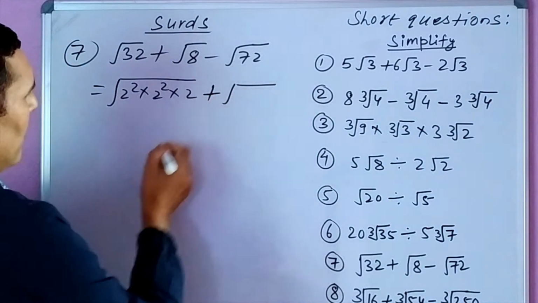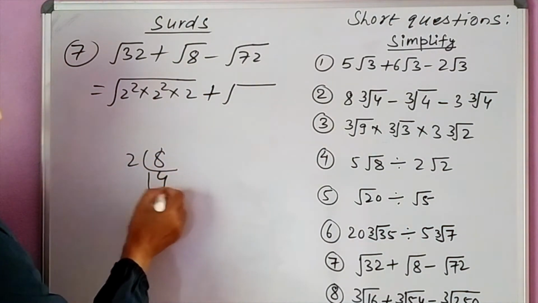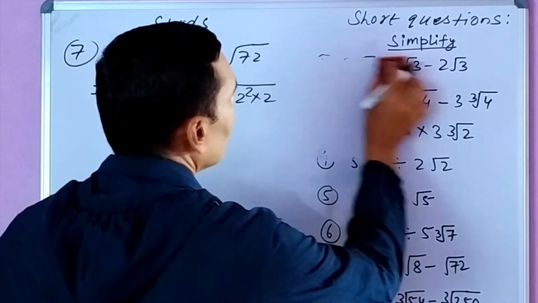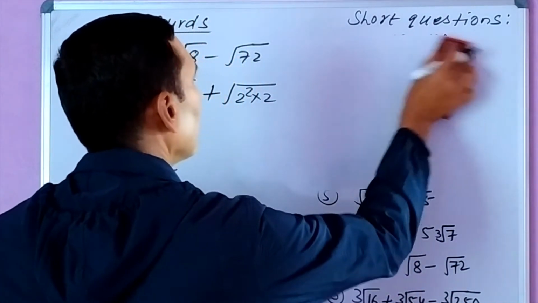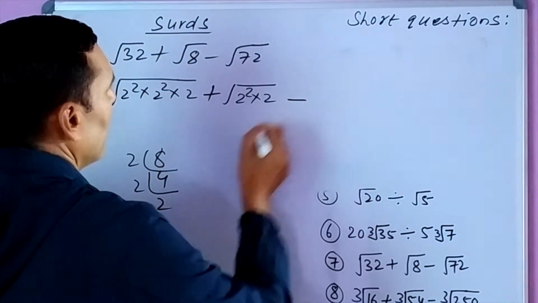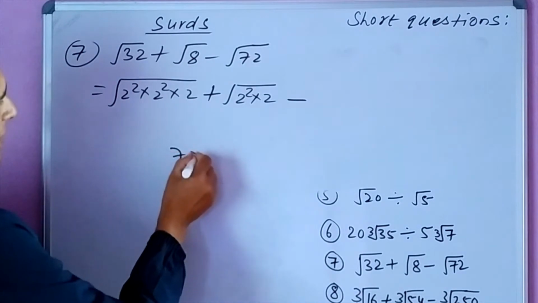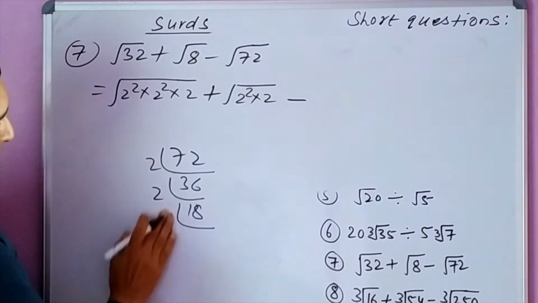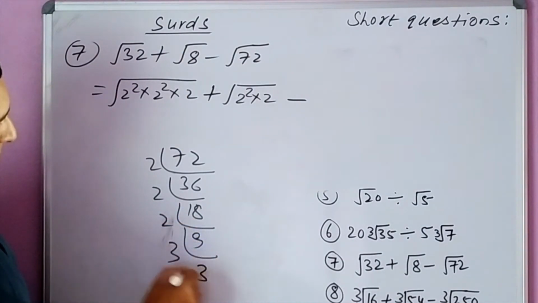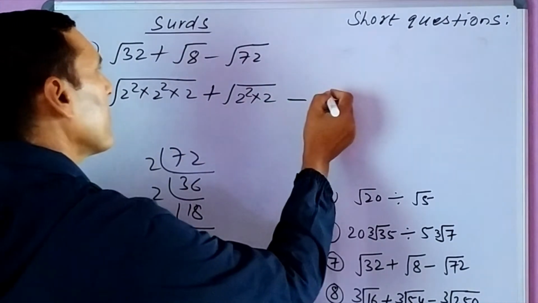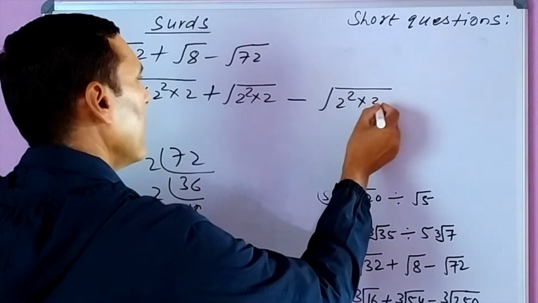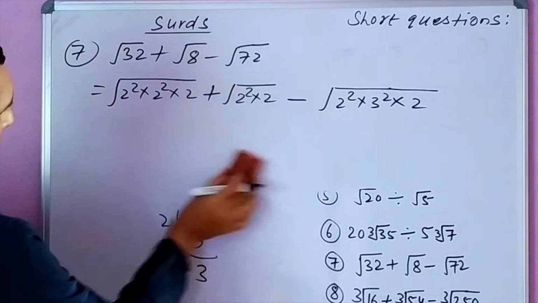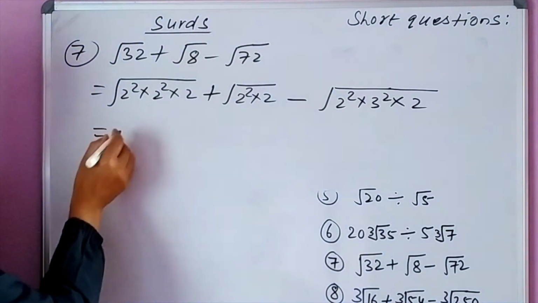And here also it is 8. 8 is 4 times 2, 4 is 2 times 2. 2 square into 2. And now this 72. 72 is 2 times 36, 36 is 2 times 18, 18 is 3 times 2, 3 times 3. That is 2 square into 3 square into 2. Now we can take it out from the square, as it is the square root.